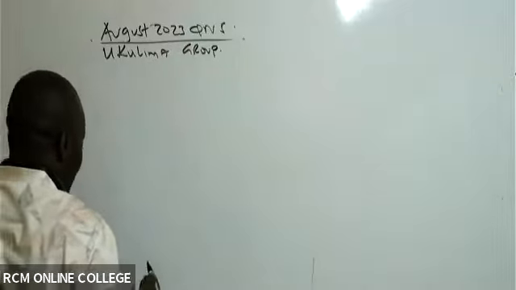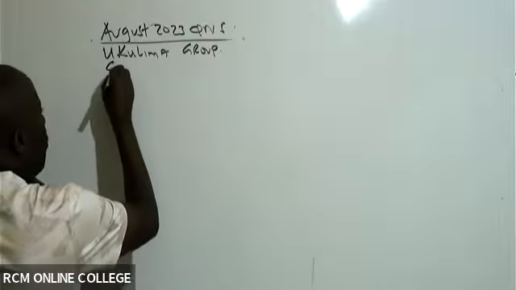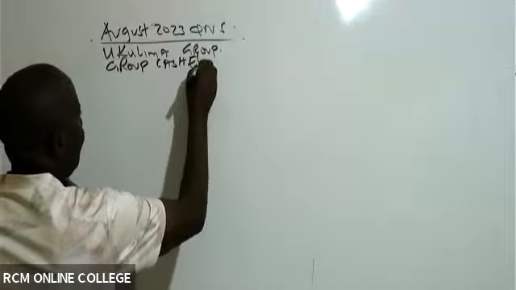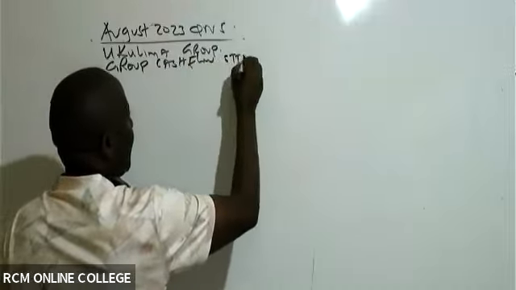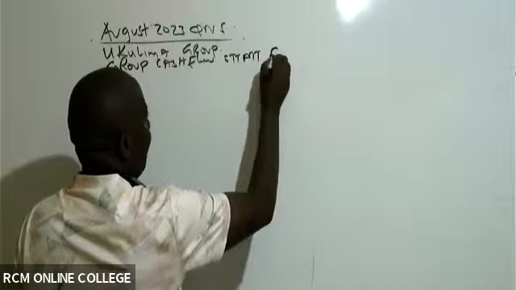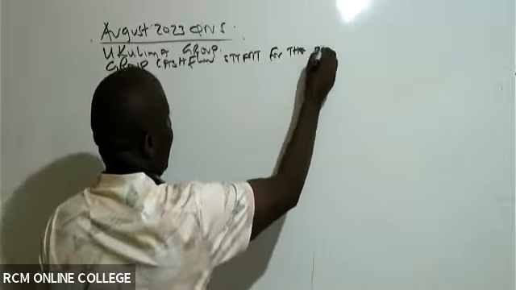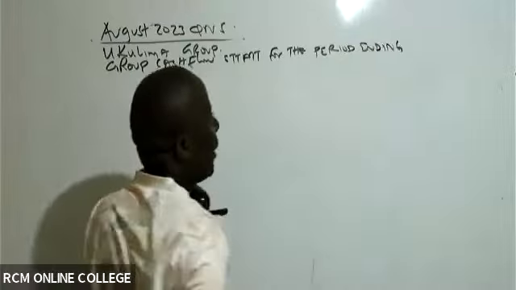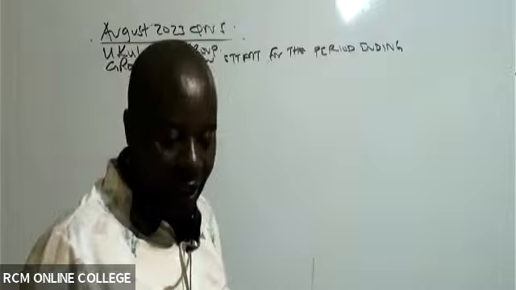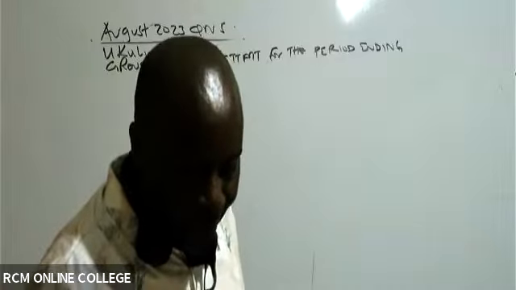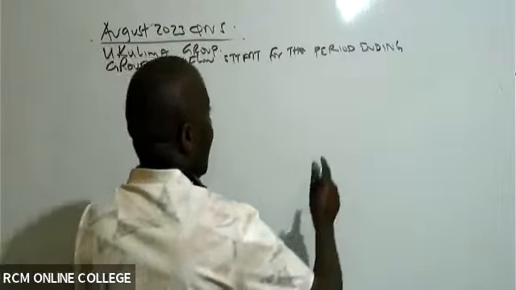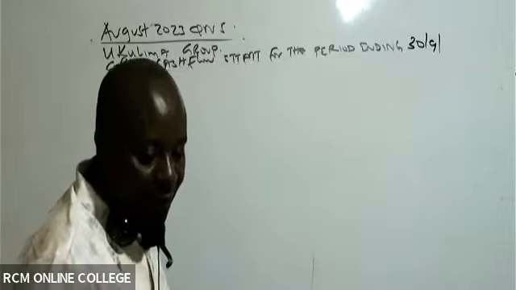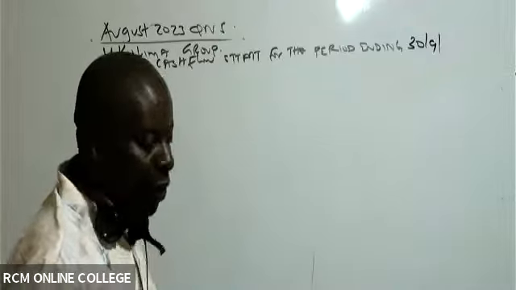So under Ukulima Group, what are we doing for Ukulima Group? We are giving them group cash flow statement for the period ending, of course, that one I know you guys are able to get this very fast written down. 30th September 2022.